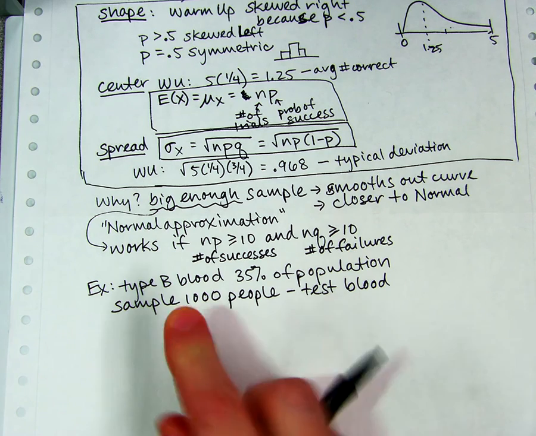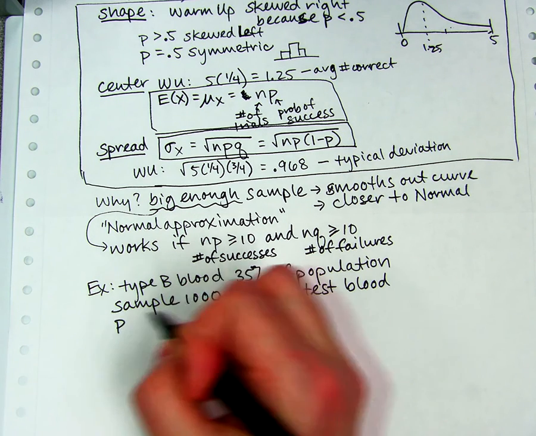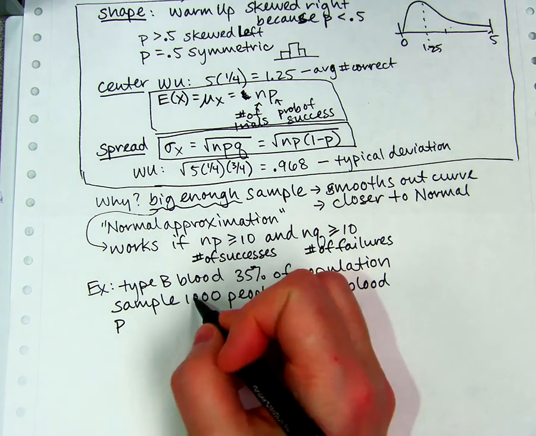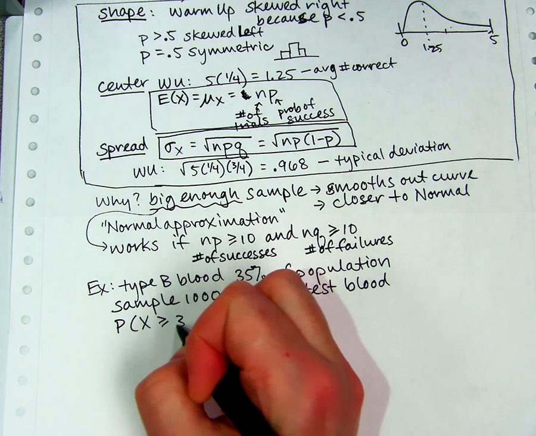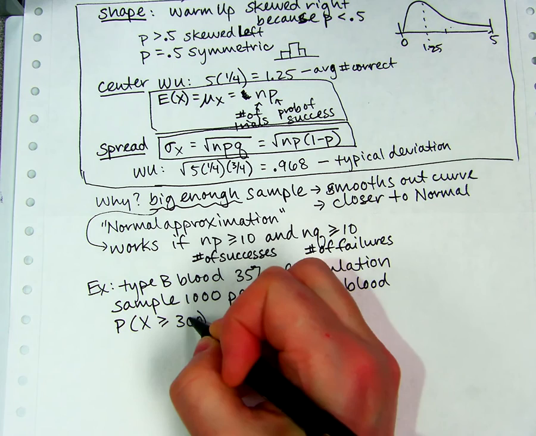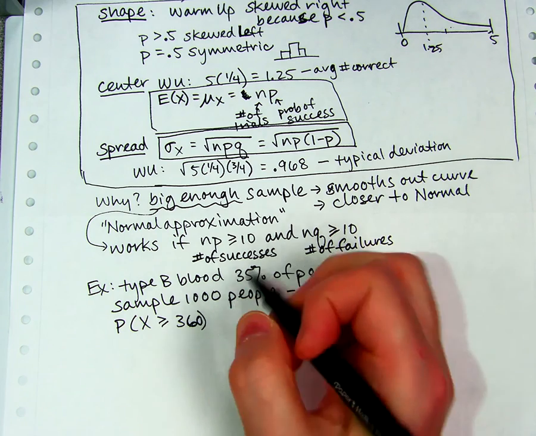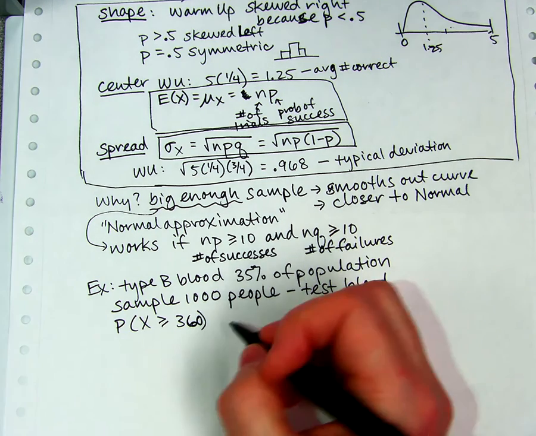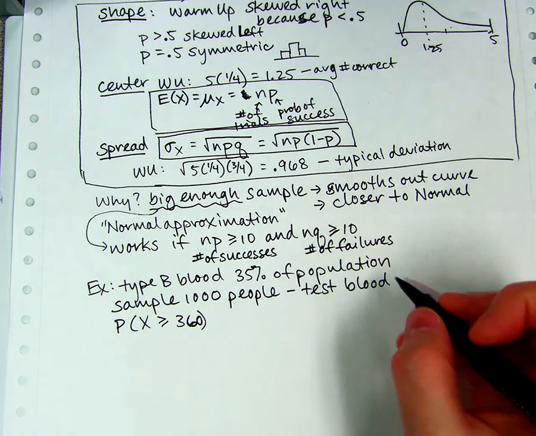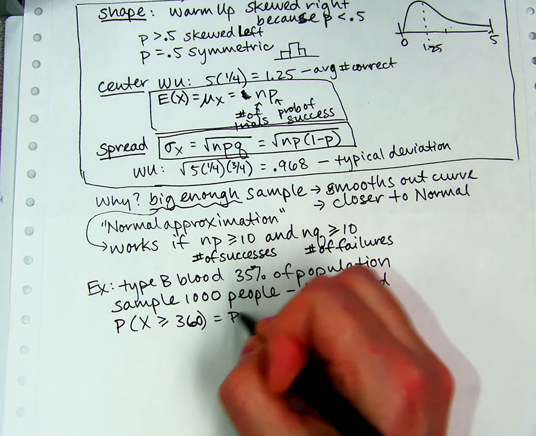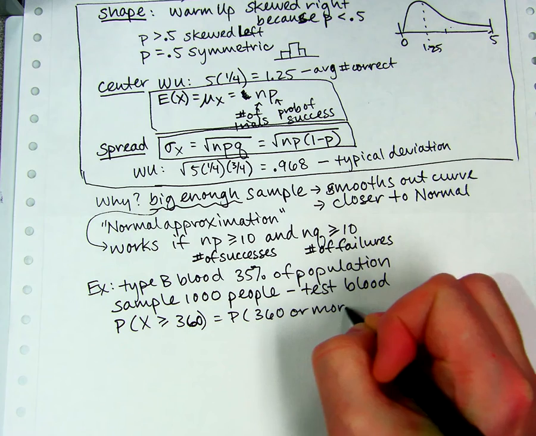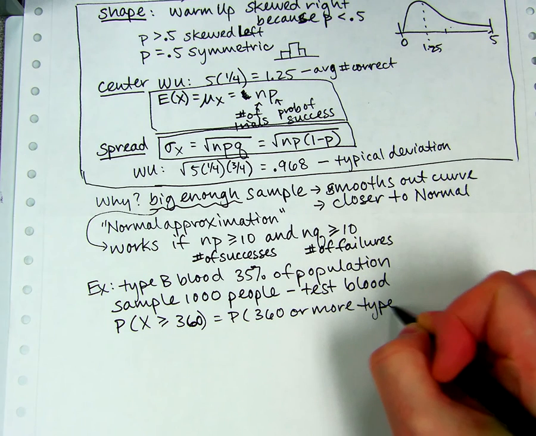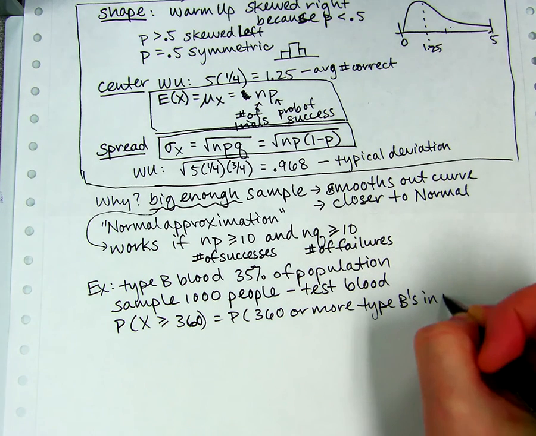Let's go 360. What's the probability, in my sample of 1,000, that X is greater than or equal to 360? Or the probability that I get 360 or more people in this sample that happen to have type B blood.